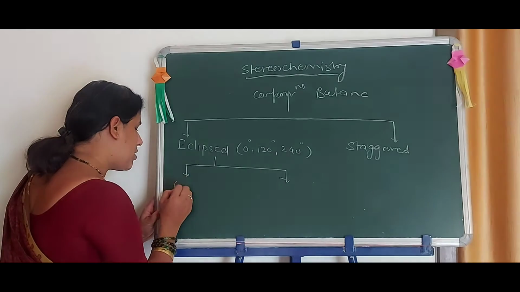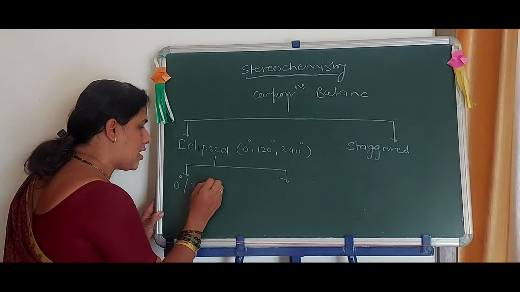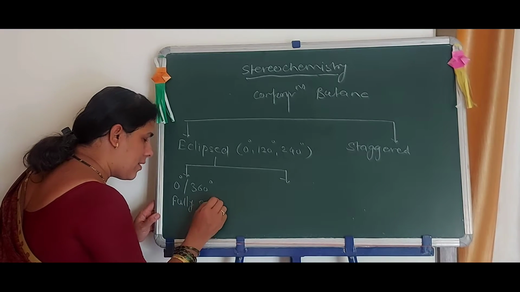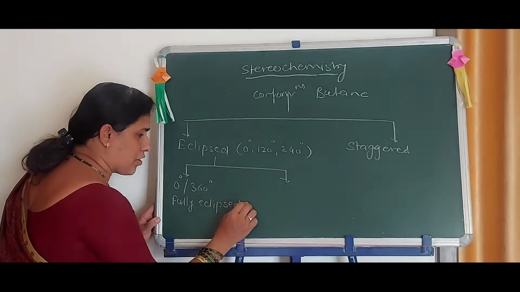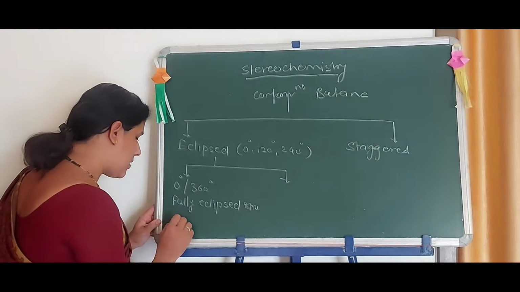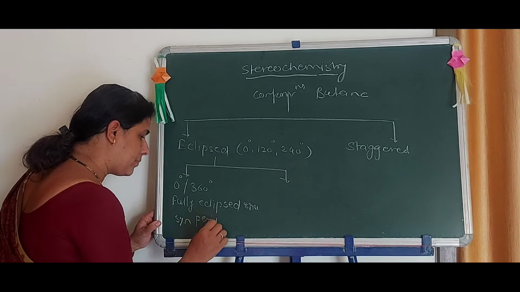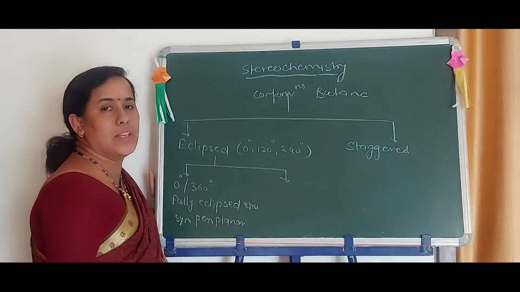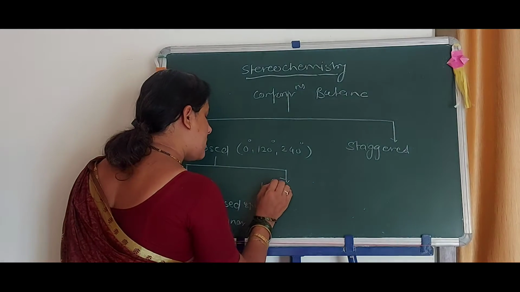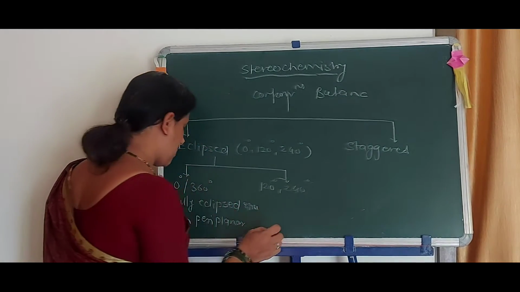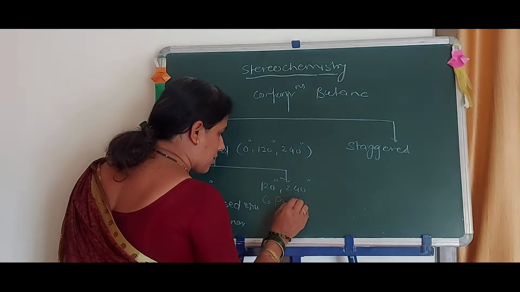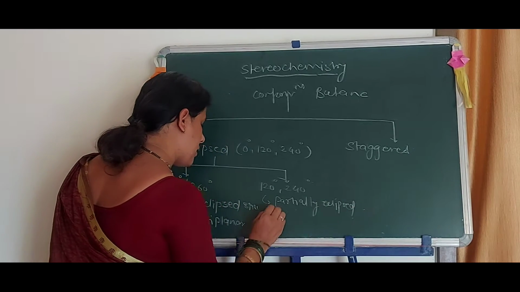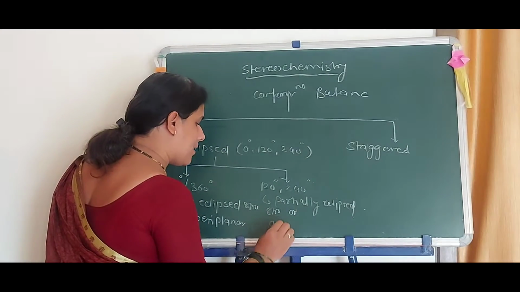First is 0 degrees or 360 degrees. It is called a fully eclipsed structure. It is also called a syn periplanar. Now what about these two angles? That is 120 degrees and 240 degrees. It is also called a partially eclipsed structure, or it is called an anticlinal structure.